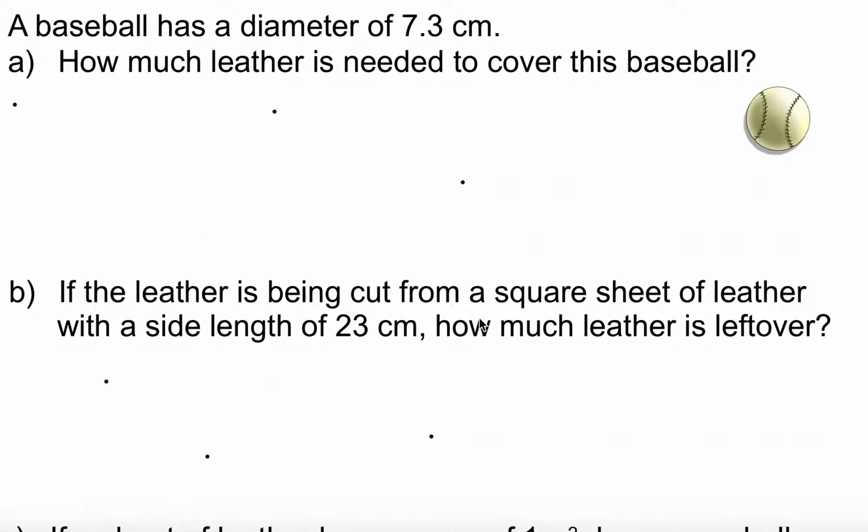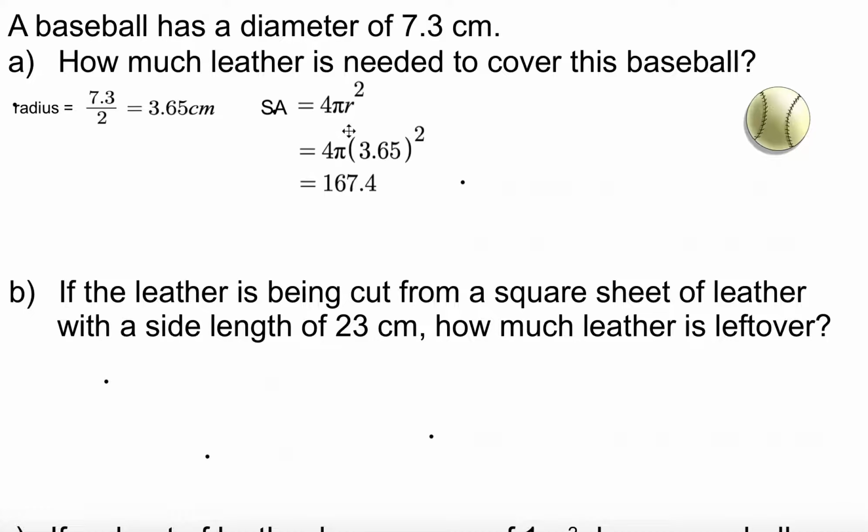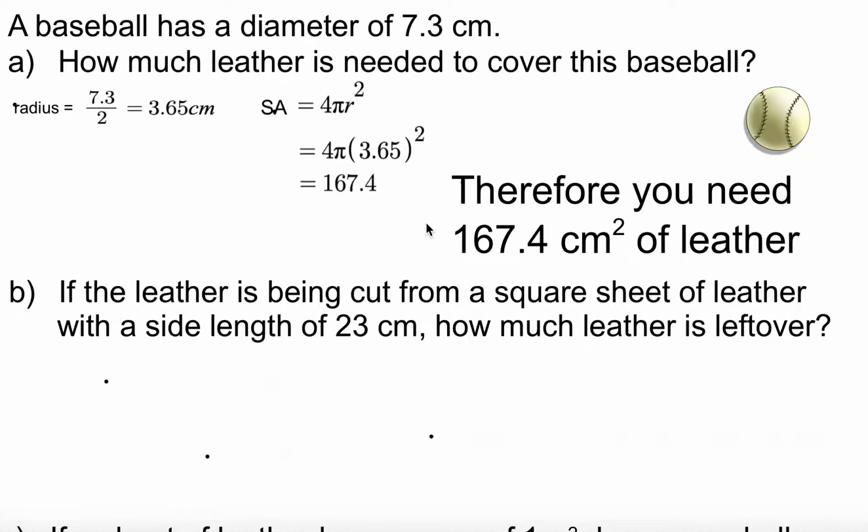An example, so a baseball has a diameter of 7.3 centimeters. How much leather is needed? The first thing we need to do is create a radius out of our diameter. So we're going to just divide our diameter in half and get our radius. We're then going to just use our formula and literally plug in. So 4 pi r squared, we plug in our radius, we should get 167.4, and throw a therefore statement. Therefore, you need 167.4 centimeters squared of leather.